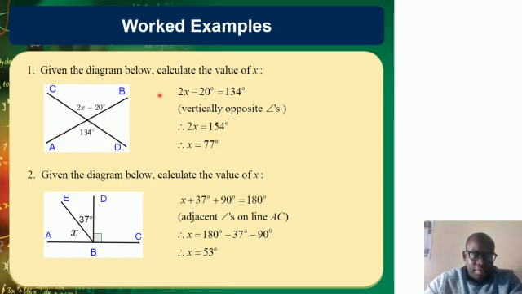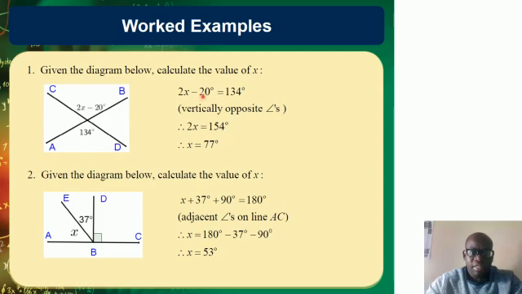What can I see? I can see 2 line segments, AB and CD. So which theorem comes to my mind? Vertically opposite angles, they are equal. So the first angle, 2x minus 20 degrees, and 134 degrees are equal because they are vertically opposite angles. You equate, and then you solve for x. I need algebra here to assist me.